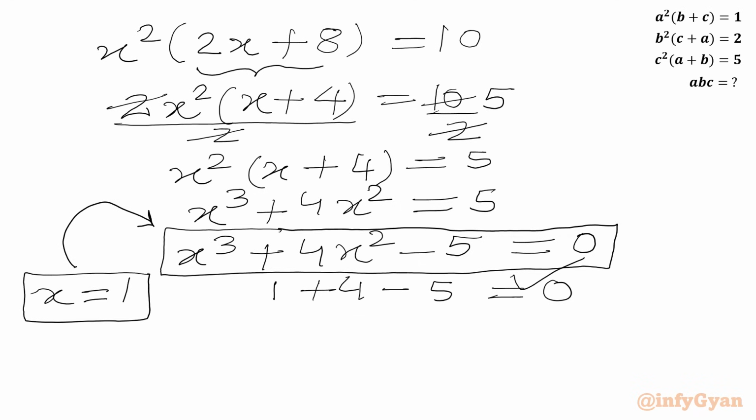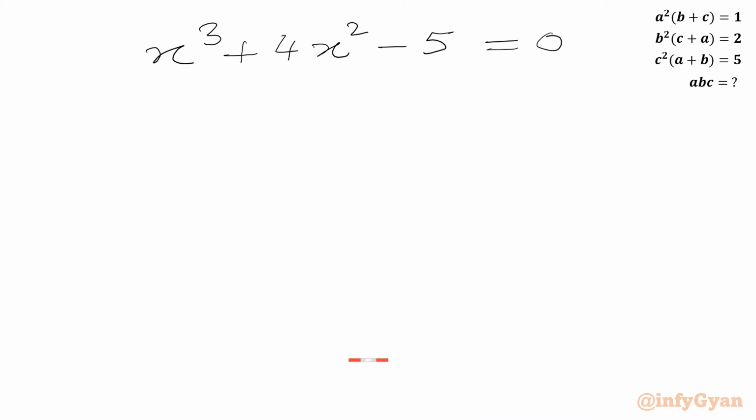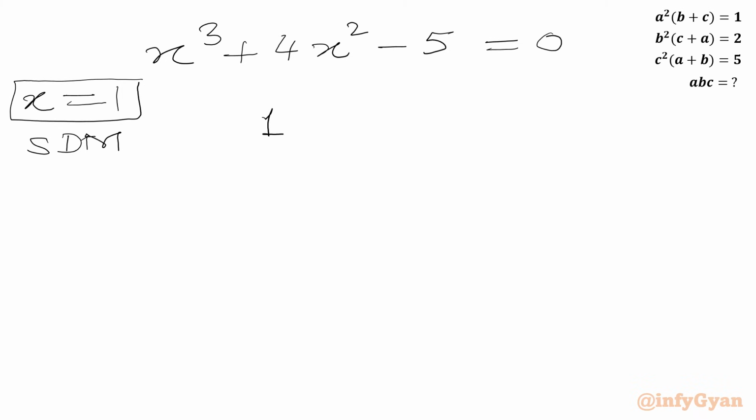Now we can use the synthetic division method easily. Let me write the equation here with our base solution x equal to 1. So x cube plus 4x square minus 5 equal to 0, and our base solution is x equal to 1. Let us write all the coefficients of the cubic equation. The coefficient of x cube is 1, x square is 4, x is not there, so we will write 0, and the constant is negative 5.